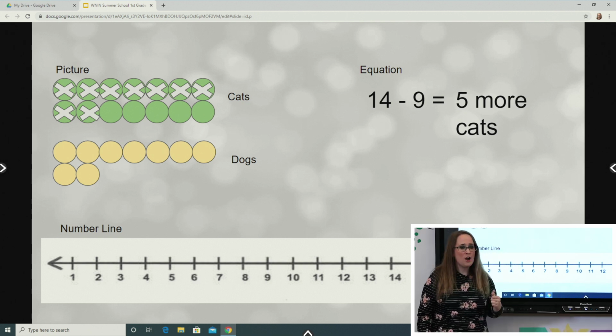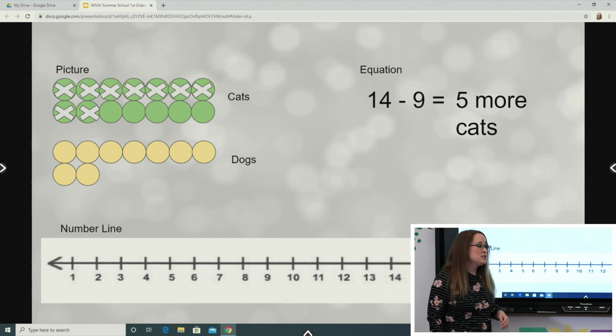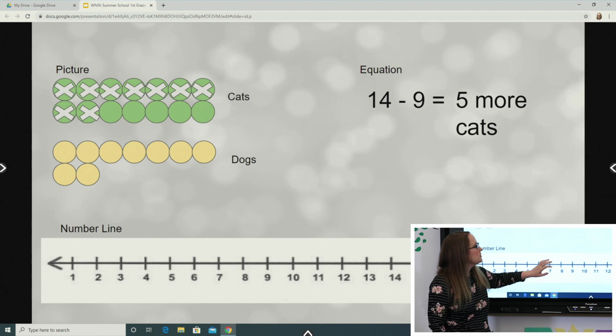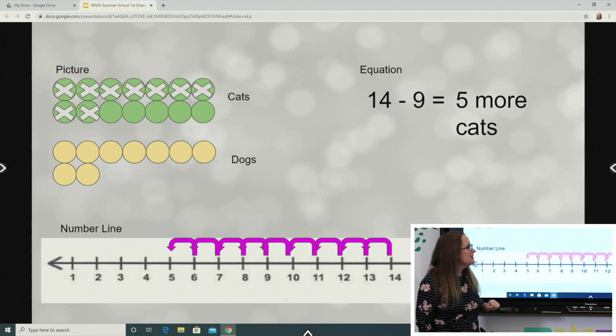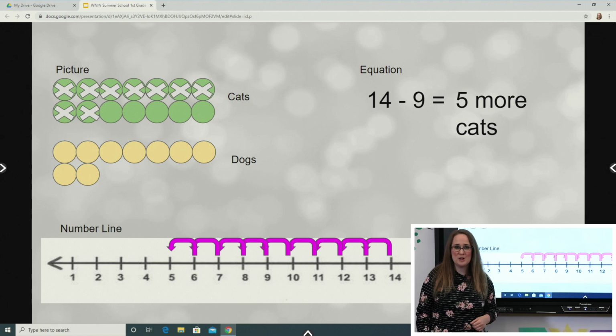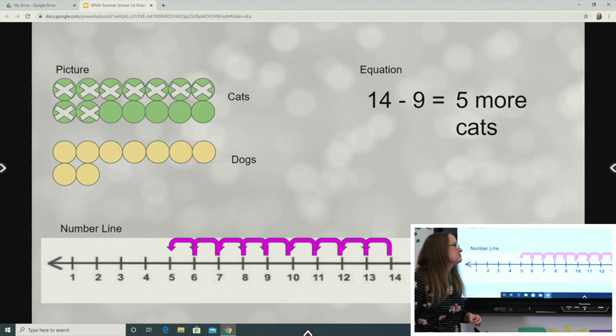We can also check our work on our number line. We want to start with the greater number, 14, and we're going to be going to the left because our number is getting smaller. Start at 14, and we're going to make 9 jumps, and we land on 5. There were 5 more cats at the pet shop than there were dogs. This is a comparison story problem for subtraction.